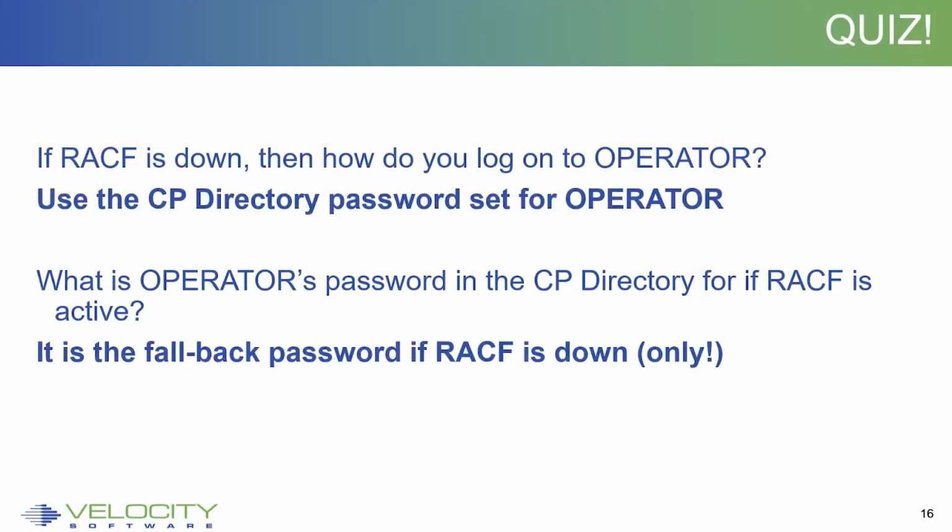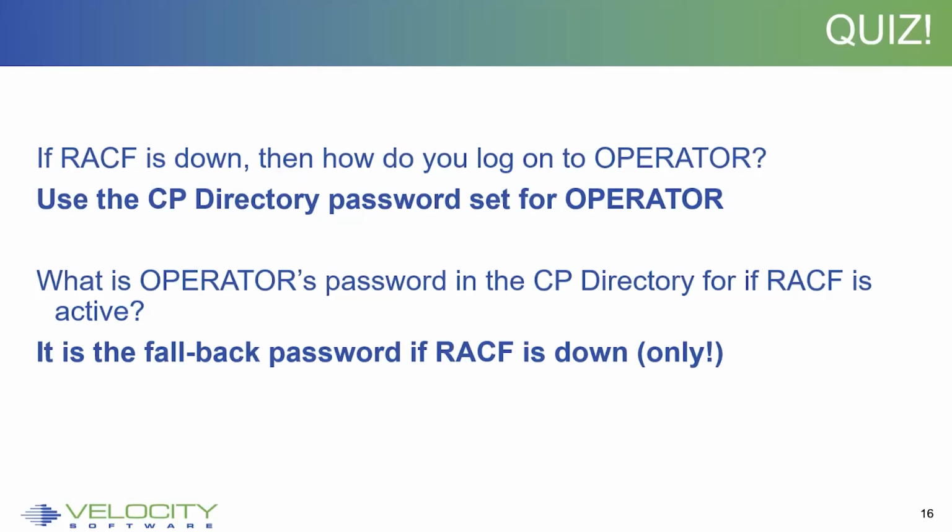All right, everybody, you did really well on that. If you were thinking about it, I gave a hint to the first question by asking the second question. If RACF is down and inaccessible, or something's wrong and it is just not functional, how do you log on to OPERATOR? CP will let you log on with the password that's in the CP directory. And what is that password in the CP directory for if RACF is active? It's only there in case RACF is down. So the only purpose for it is to use it when RACF is not available.